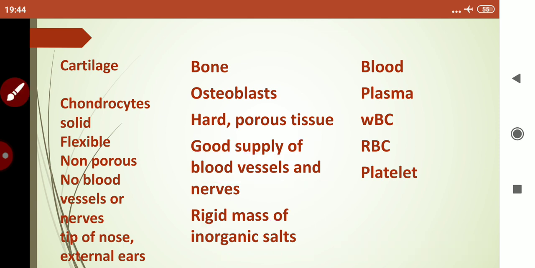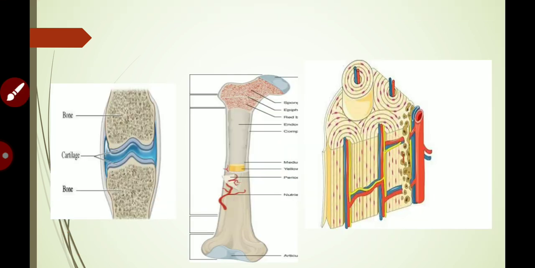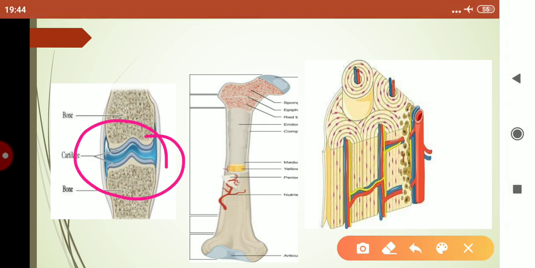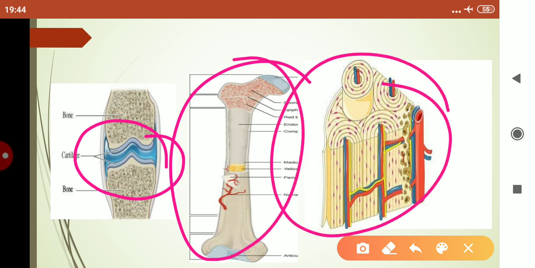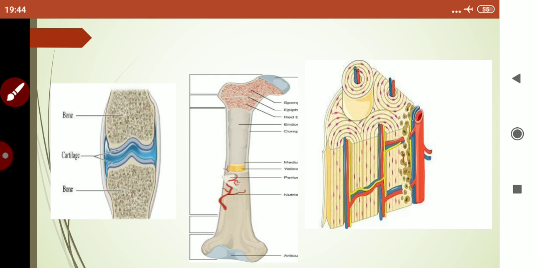Now children, let us see the diagram of the cartilage here. You can see the cartilage present between the bones. Here is the structure of a bone and this one is an internal structure of a bone. In this you can clearly see that arteries and veins are present. These blood vessels give the supply of blood, oxygen and various nutrients to the bone.